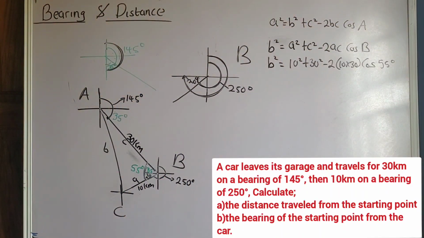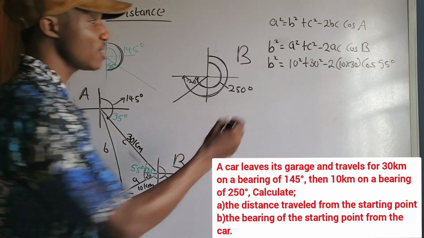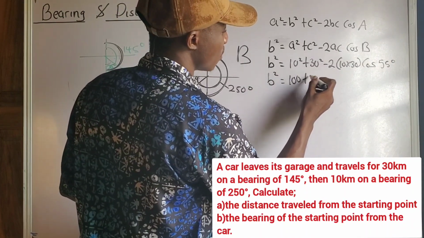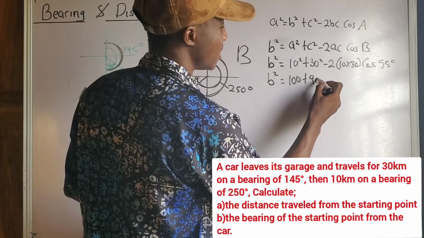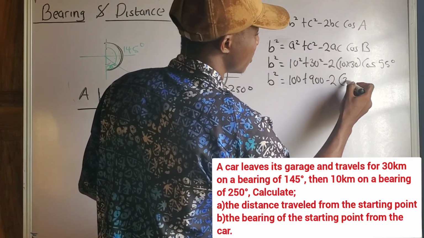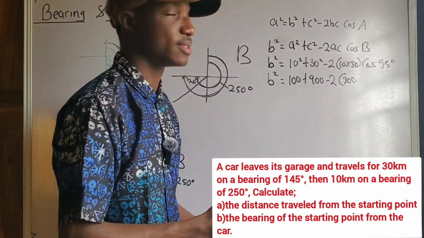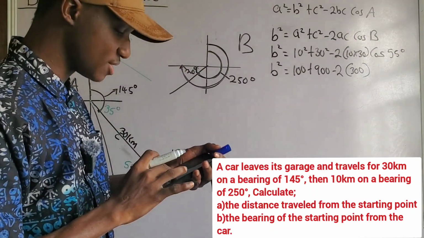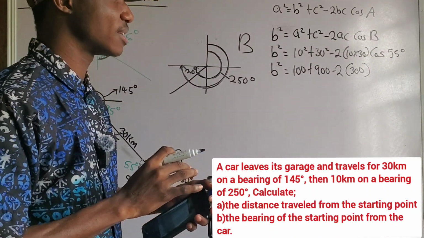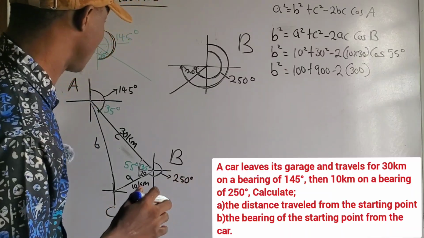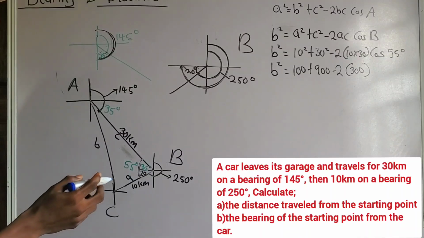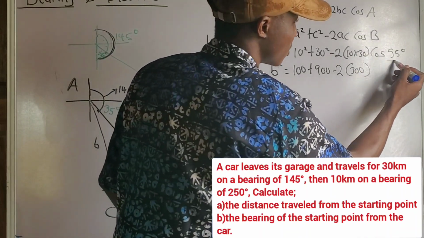Just pay attention. 10 squared is what? 100. So b squared equals 10 squared, 100, plus 30 squared is 900, minus 2 multiplied by 300, because 10 times 30 is 300. So I'm going to have, now, the cos of 55 degrees. Let's check. I think something is wrong. Let's check our solution. Oh, I think something is wrong with this calculation.